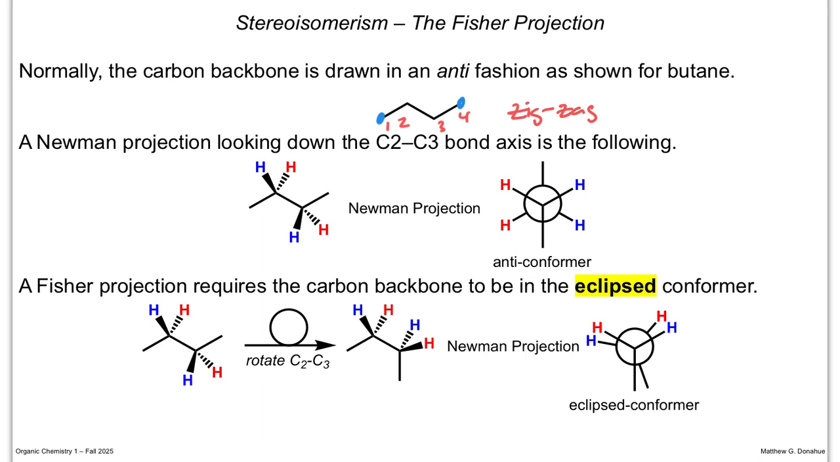And so on carbons 2 and 3 here, I want to use the model kit to represent the Newman projection.